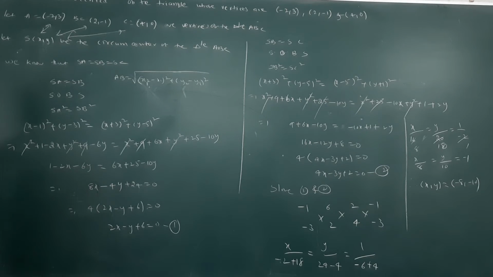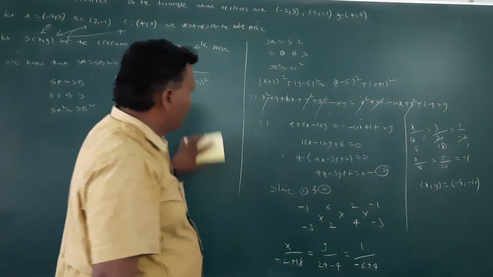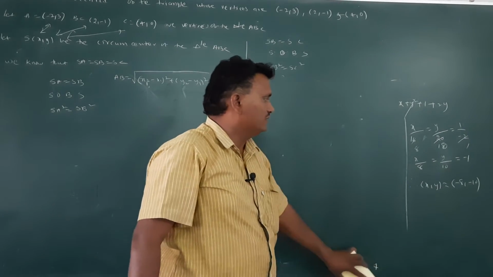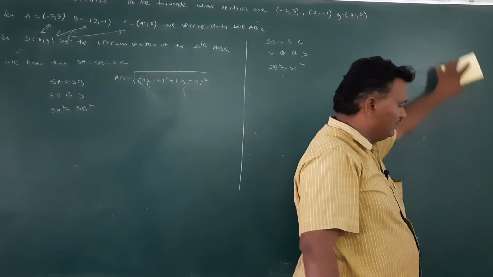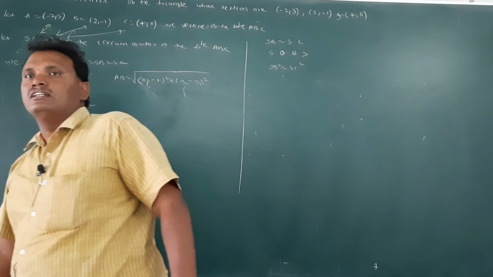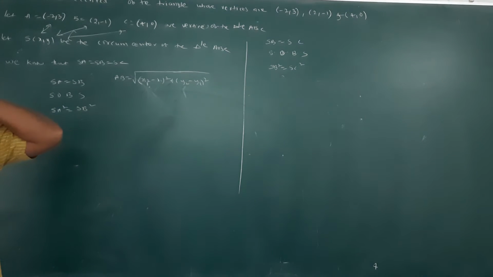Now SA is equal to SB. Squaring on both sides, SA square is equal to SB square. The distance between S and A is equal to the distance between S and B. What is the distance between 2 points A(x1, y1) and B(x2, y2)? AB is equal to under root of (x2 minus x1) whole square plus (y2 minus y1) whole square.